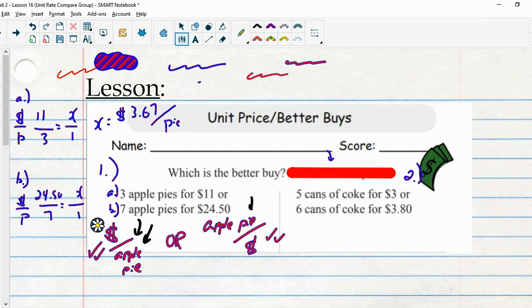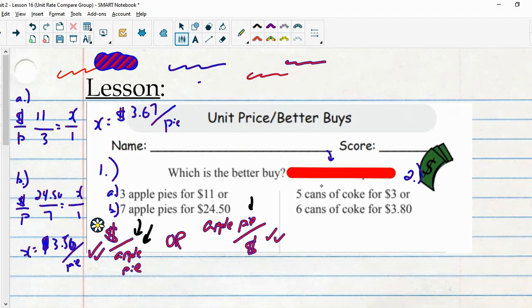So 24.5 divided by, what is it, 7? That's 3.5. So this is $3.50 per pie. So my question, let me bring out the big happy face.